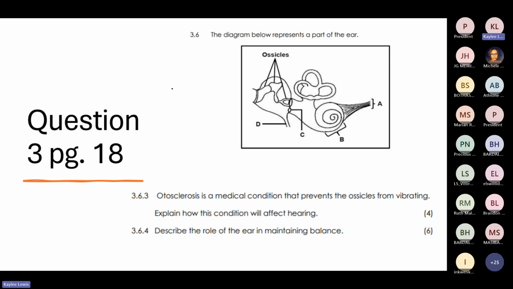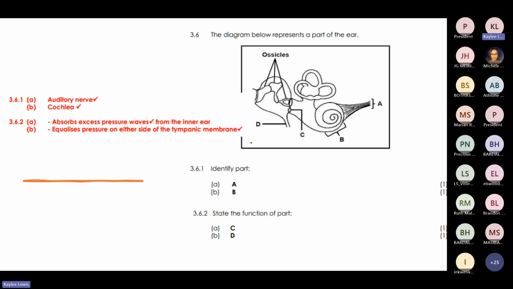Okay, I know you probably are not done with this, but I do want to just go through the answers with you so you have it for when you are preparing for your exam. So let's look at this question. So it says the diagram below represents part of the ear. So I apologize, my slide is not showing the first few questions, but it's over here.